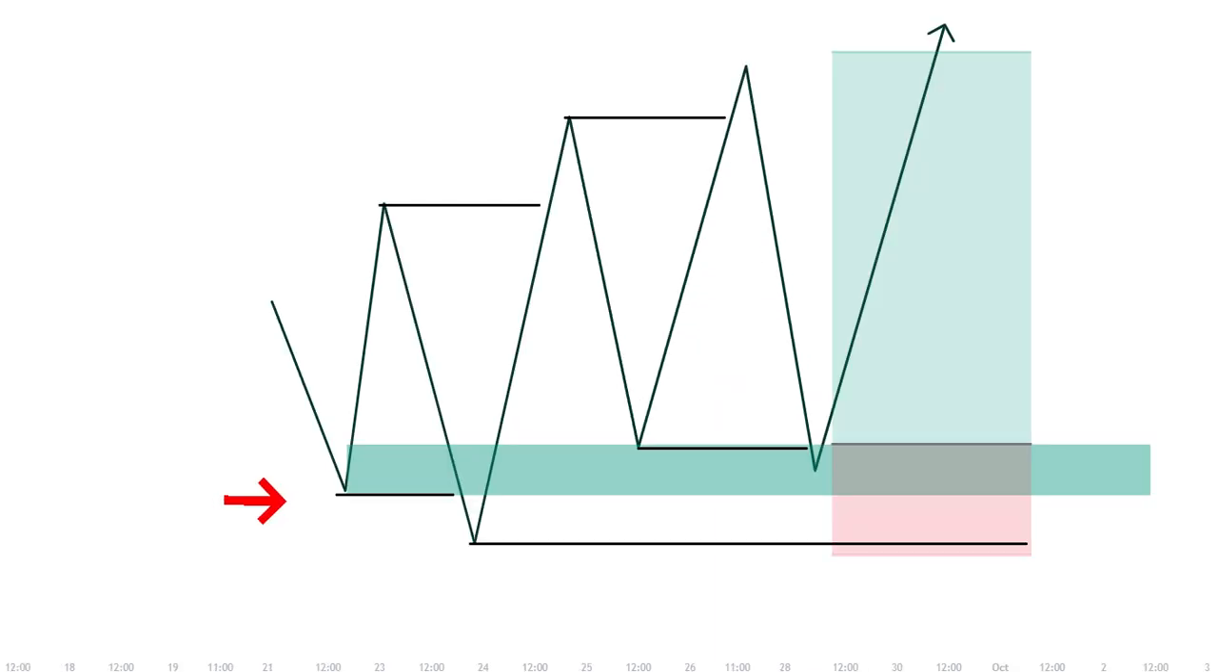Step 1, the liquidity sweep. First, I look for a liquidity sweep. What does that mean? Price takes out a level where traders have placed their stop losses. Imagine equal highs or equal lows. Those are magnets. The market comes, sweeps them clean, and grabs that liquidity. That's my first clue. Step 2, break of structure, BOS. Second, I want to see a clear break of structure.